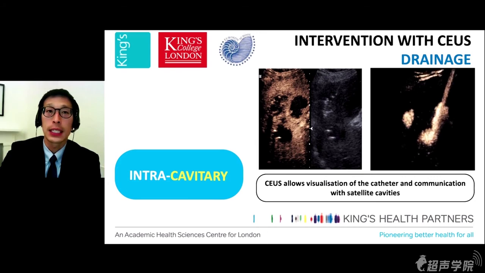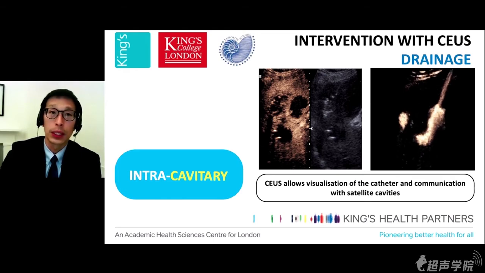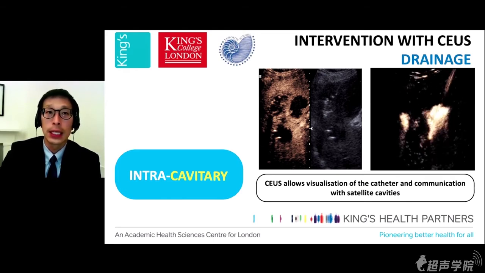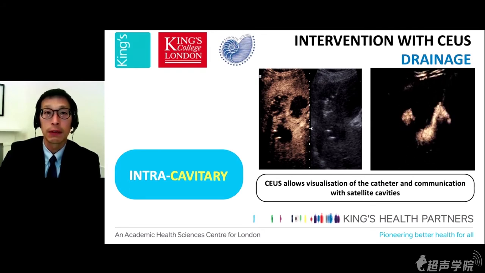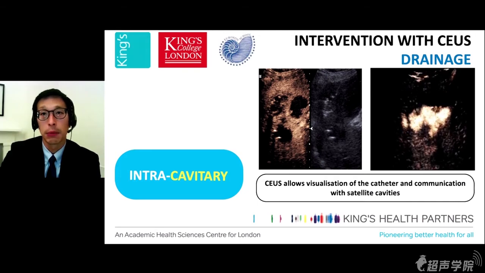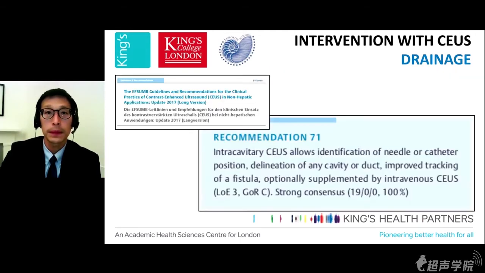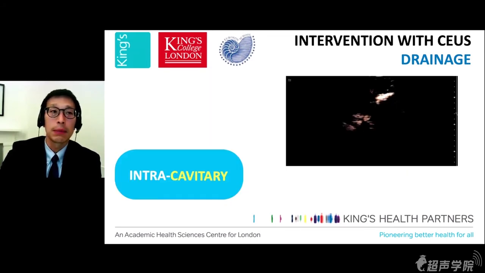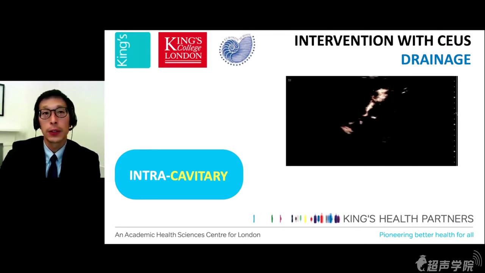And if you can see that when you put contrast down the drain, every single pocket or satellite collection lights up with your contrast agent, you know that all these little pockets are in communication with each other, and your drain would be effective because you'll drain every single pocket that's in communication with where your drain is. And this is indeed one of the recommended uses of intracavitary ultrasound. It helps you to identify your needle or catheter and delineate any cavities within a complex collection. I just want to give you an example of a slightly unusual case.